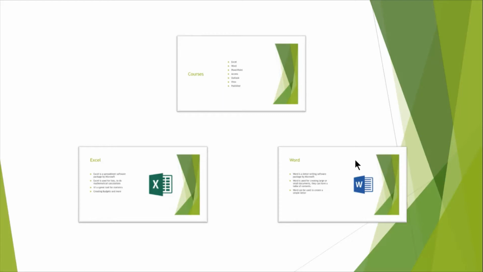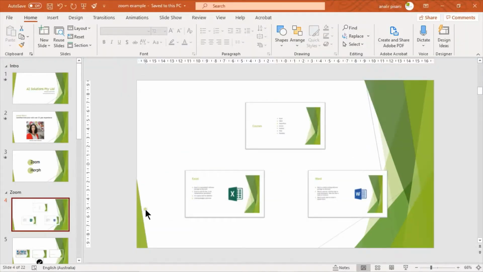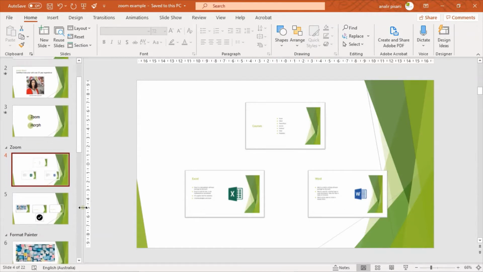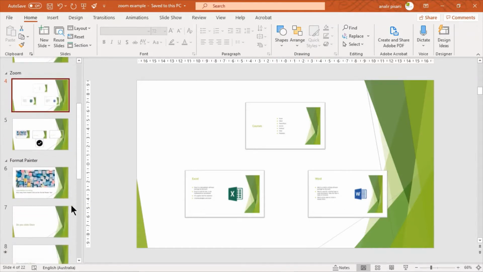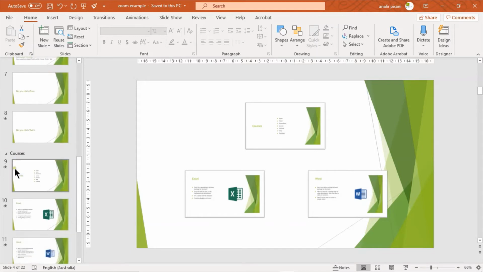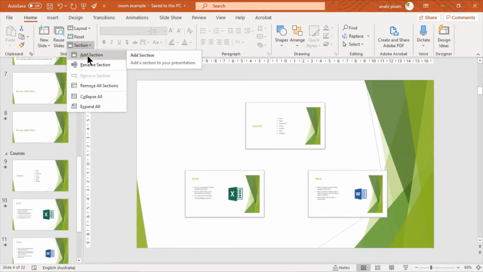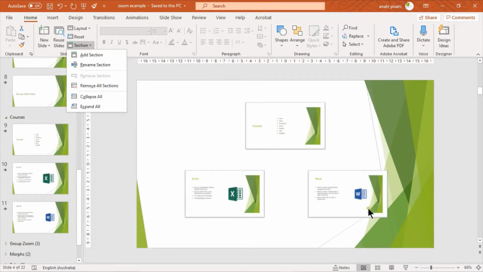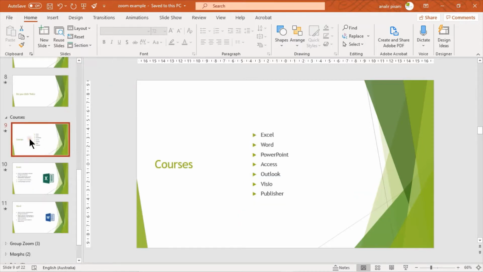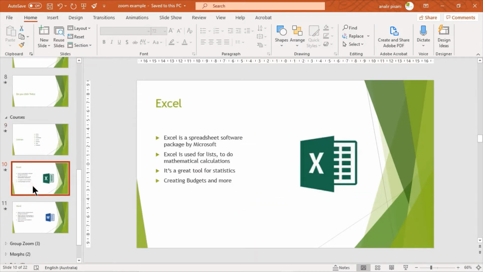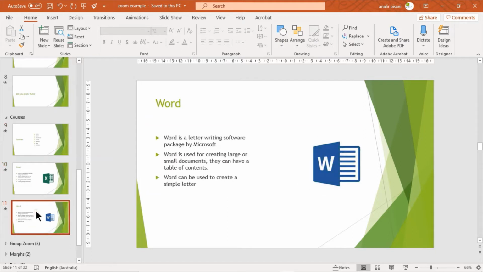So I'll just show you how I've done that one. I'm going to press escape now. These 3 slides exist in the presentation, and they exist here. I've added a section here and called it courses, where I have each of these 3 slides. So here's the first one, the second and the third.